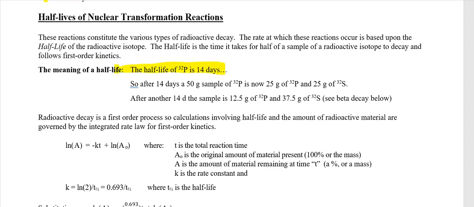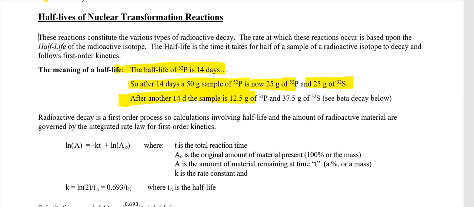P32 has a half-life of 14 days. What exactly does that mean? Number one, wrong answer is people say, hey, after 14 days, half of it's gone. Well, after 14 days, indeed, half of it is gone. Half of the P32 is gone, but it's now sulfur 32. You still have 50 grams of material. 25 grams will be P32, 25 grams will be S32.